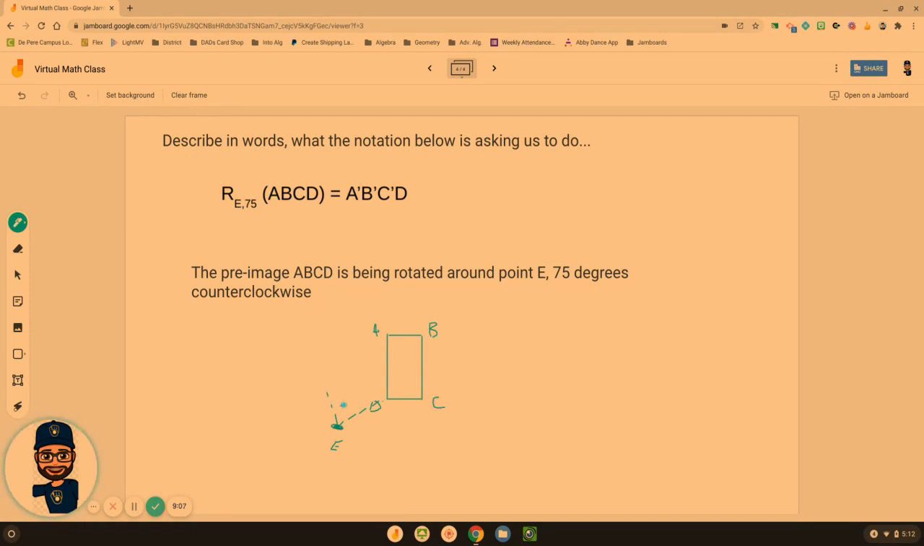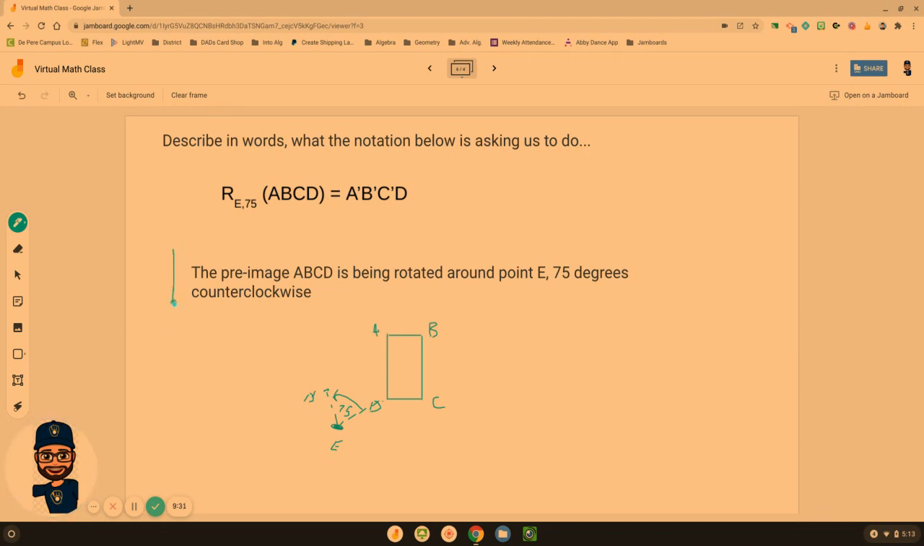this would have to be 75 degrees. Why did I draw it to the left? Because I know that my degree measure was positive, which meant counterclockwise, right? So point D would have to end up D prime right in that spot, and then everything else is going to get moved that same way, 75 degrees counterclockwise.